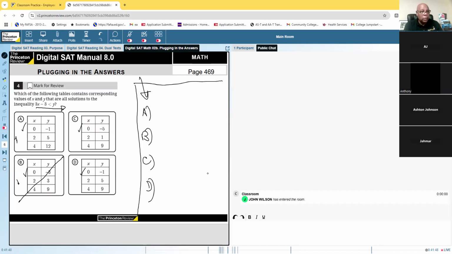C. Who said that? Ashton. You are right, sir. Any other ones, AJ? D. You think D is out? What's 3 times 0? Oh, 0. 0 minus 3. I'm looking at this, right? 0 minus 3. What's 0 minus 3? -3. Where is it at here? Is -3 less than -1? Yes. Yeah. So we'll keep that.